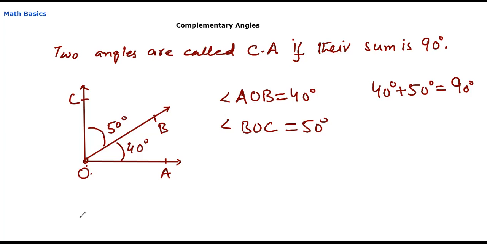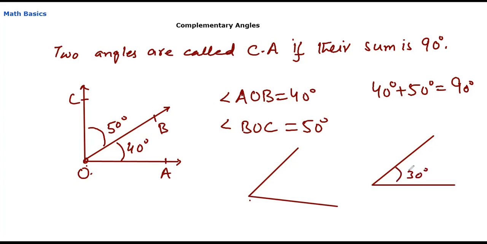Now I give you another example in which they are complementary, but they are non-adjacent. So here we have two angles, let's say this is 30 degrees and this one is 60 degrees. In this case, the sum of these two is complementary, but they are non-adjacent because 30 plus 60 equals 90 degrees, but they haven't any common endpoint or common arm.